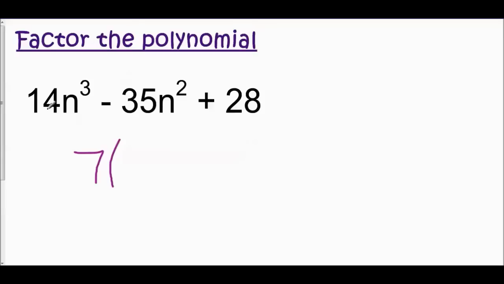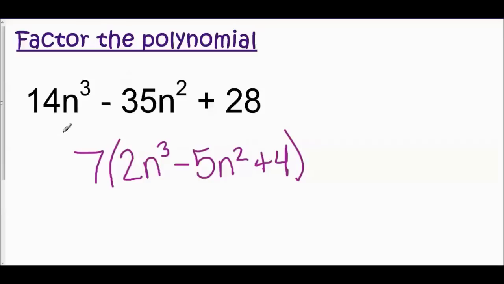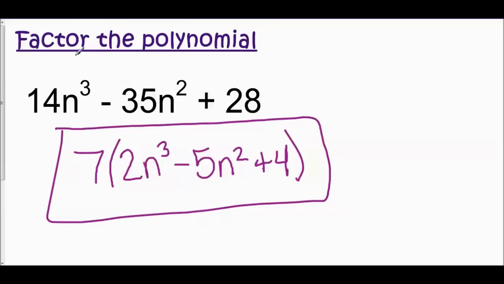So let's factor out that 7 in each term. 14n to the 3rd divided by 7 would be 2n to the 3rd. My n terms are not decreased because I'm not factoring out an n. It's just 7 that's being factored out. I have a subtraction sign here because it's subtracting there. 35n squared divided by 7 would be 5n squared. And then 28 divided by 7 would be 4. So there is the factored form of that equation.